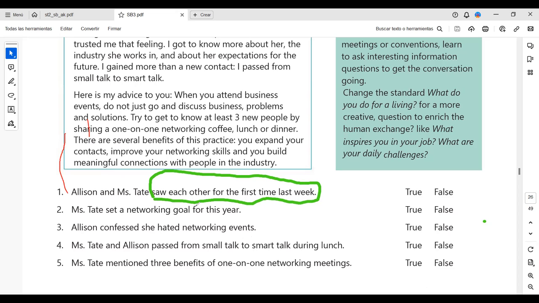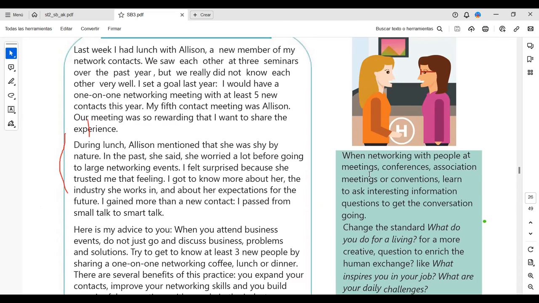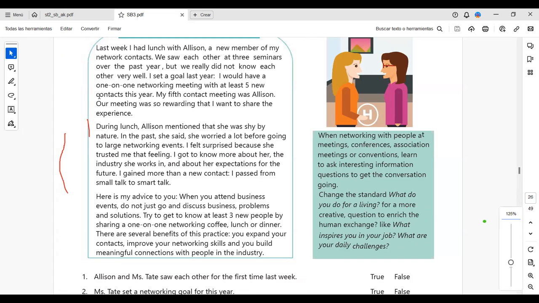Allison and Miss Tate saw each other for the first time last week. I will go up to verify. Let's see. It says, last week I had lunch with Allison, a new member of my network contacts. We saw each other at three seminars over the past year.